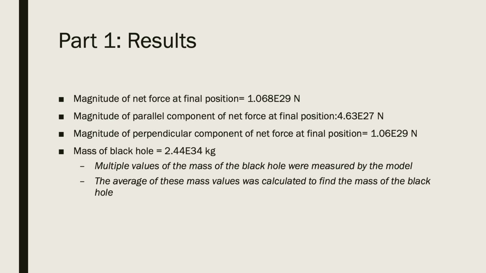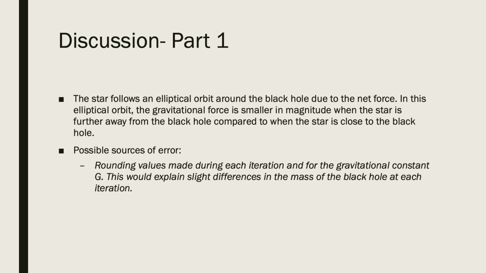Here are the results of Part 1 of the lab. The mass of the black hole is roughly 2.4 times 10 to the 34 kilograms, which is calculated by finding the average of the black hole mass values from the iteration step. The star follows an elliptical orbit where the magnitude of the gravitational force on the star is less at the farthest point from the black hole than at the closest point. A possible source of error is rounding values made during each iteration and for the constants, which could explain the different mass values at each iteration.